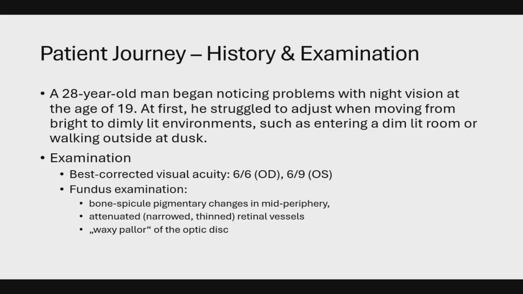So he presented to your clinic, and you checked visual acuity. It was still 6/6 in the right eye and 6/9 in the left eye. On examination, you saw some clumps of pigment in the mid-periphery. You saw already slightly narrow blood vessels, especially the arteries, and the optic nerve head was somehow pale. So what's your guess? Which direction are we heading here?